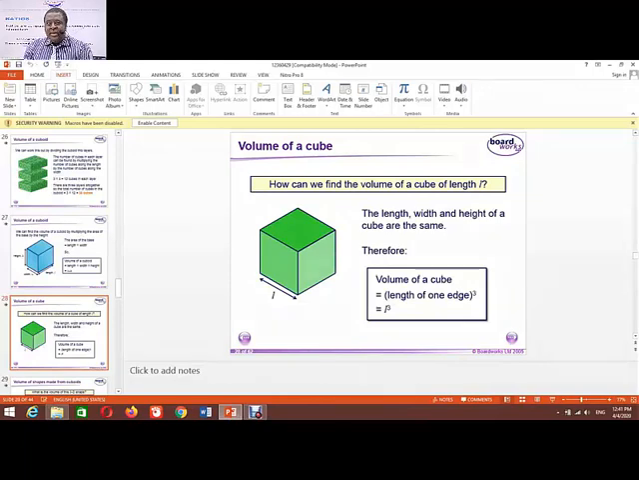The length, width, and height of a cube are the same. Now we are going to the cube, not the cuboid. To find the volume of a cube, it's only L cubed. Why? Because the length, the height and the width are the same. So it becomes L times L times L, which is L cubed.